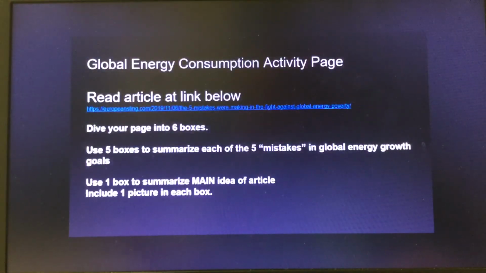Okay, once you have done that, then you're going to do the global energy consumption activity. There's an article in the link that's here. Again, remember, you have the links to the PowerPoint so you can actually physically click on the link. You're going to read over the article, and then you get the entire page for this. You're going to divide your page into 6 boxes. In 5 of the boxes, you're going to summarize each of the 5 mistakes that it talks about in global energy growth. And then in the last box, you're going to summarize the main idea of the article. Within each of these boxes, I want you to include one small illustration. But you're just going to kind of look at the overall mistakes we are making in the fight against global energy poverty.